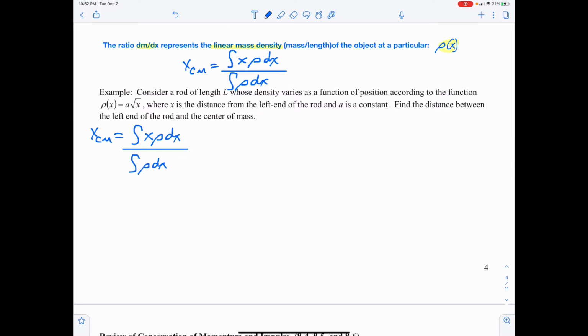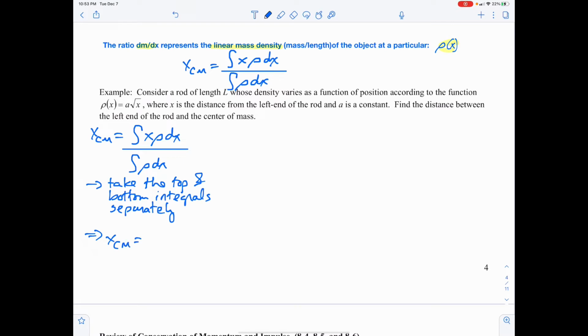So what we're going to do is take the top and bottom integrals separately. Just going to do them separately. Okay, and so I'm going to come back to this right here, xcm equals, I'm going to do the integral of that and the integral of that separately, and we're going to come back to filling out the rest of this, okay? So we're going to hold off on this, come back to it.